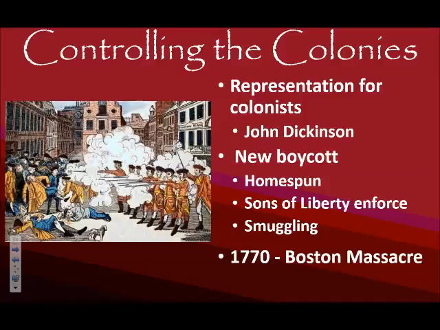And this will only continue as more events happen, as the government passes more laws, and the colonists resent it even more.